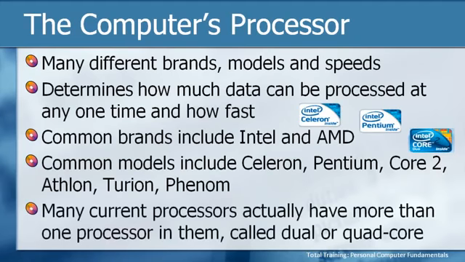Many current processors actually have more than one processor in them, and these are sometimes called dual or quad-core processors. So on your computer and on your motherboard, you'll have one processor. But if you have a dual-core processor, it actually has two processors in one, and if you have a quad-core, it has four. But what about the processor's speed? Well, it's not quite as clear-cut as just saying, tell me what the speed is.